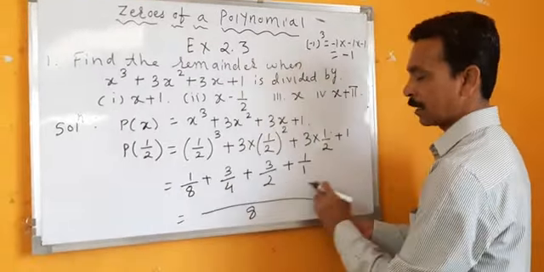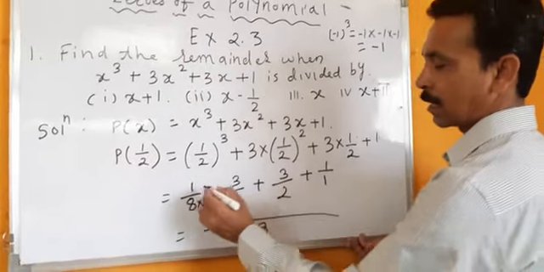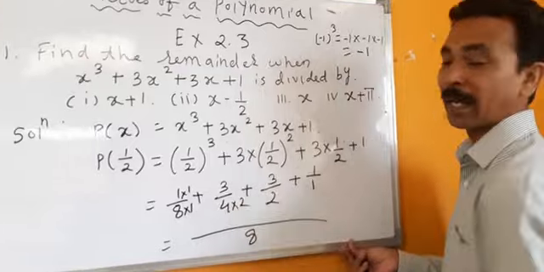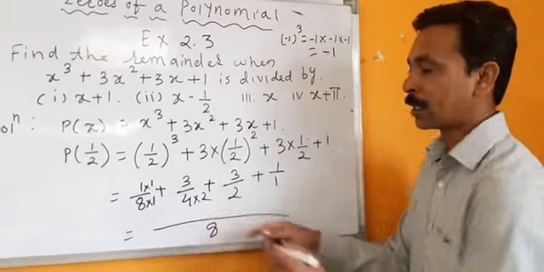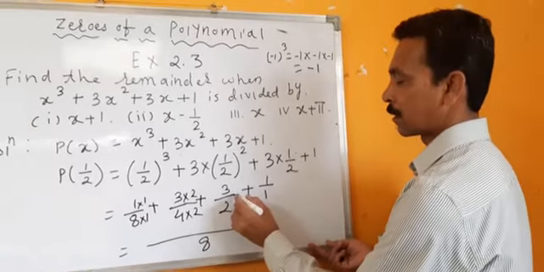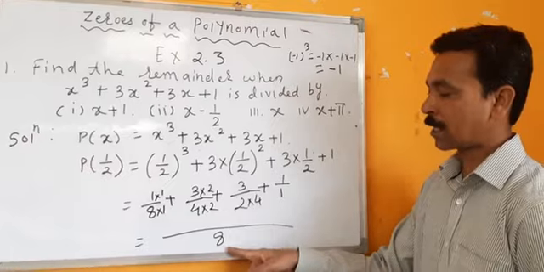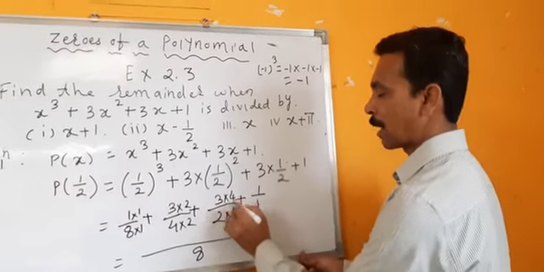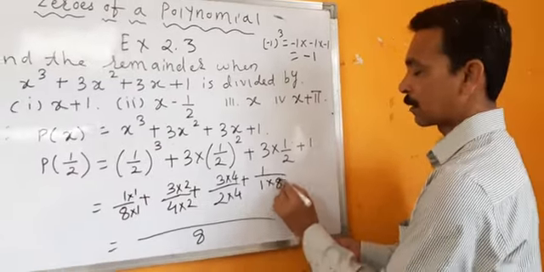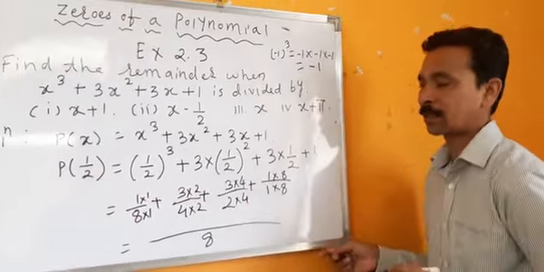Now I will make the denominators equal. This is 8, so 1 over 8. Here it is 4, so to make it 8 I will multiply by 2. In the numerator also I will multiply by 2. Here it is 2, so what will I multiply by? 4, because 2 fours are 8. In the numerator also I will multiply by 4. And here, into 8, the same goes in the numerator.